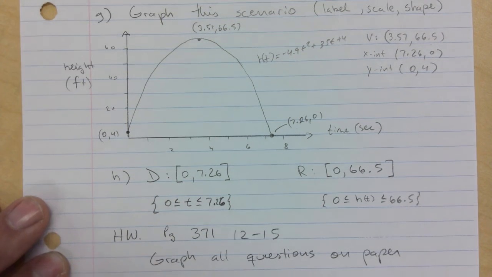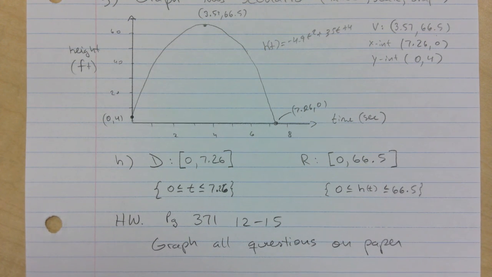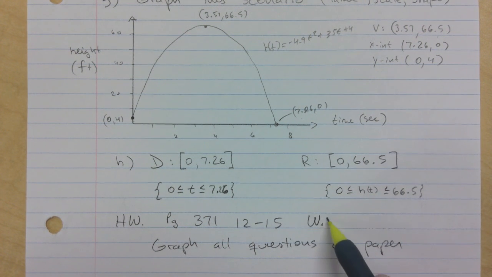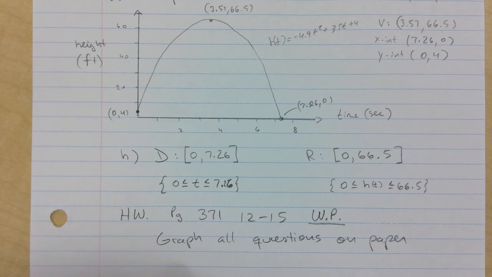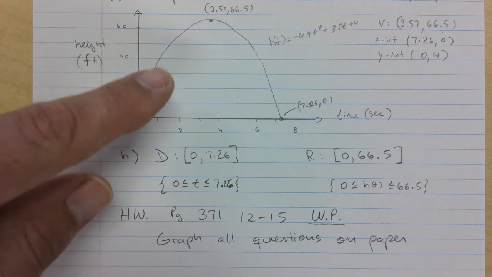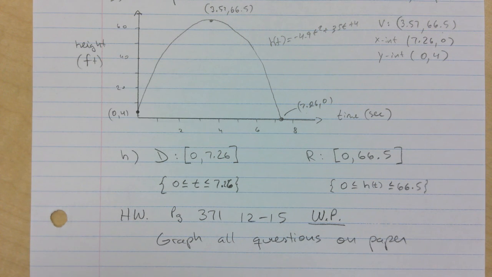Okay. Your homework consists of page 371. Those are all word problems, okay? If you see WP ever, that's word problems. I want you to graph all of those questions with all the components that go with it, right? Time, height, if it is. It could be height and distance. It's not always height and time. Sometimes it's comparing the distance horizontally versus the height. Make sure you practice how to graph that.